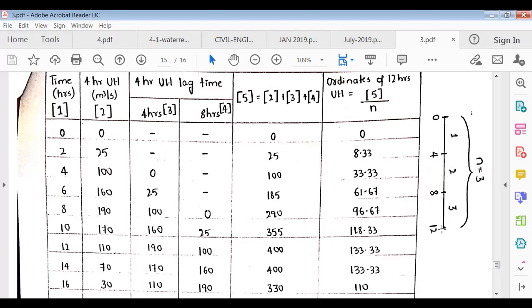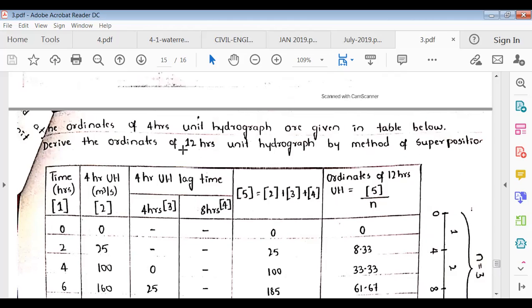Okay, so now this is one method, like n is equal to 3. That is one method you can find. Or previously also we have found out the method wherein we are finding a 12-hour unit hydrograph.